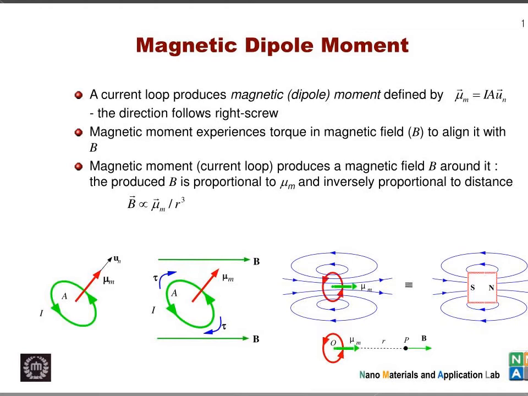Next, a magnetic moment experiences a torque in a magnetic field to align it with B. A magnetic moment produces a magnetic field around it. The produced B is proportional to mu m and inversely proportional to the distance. The magnitude of magnetic moment is P equal to 2QL. The SI unit of magnetic moment is A m squared. The direction of magnetic moment is from south pole to north pole.